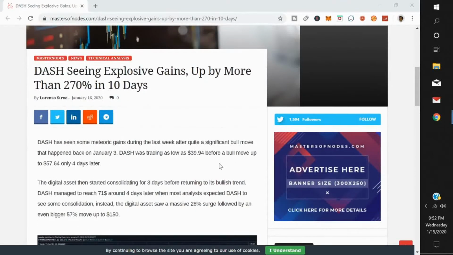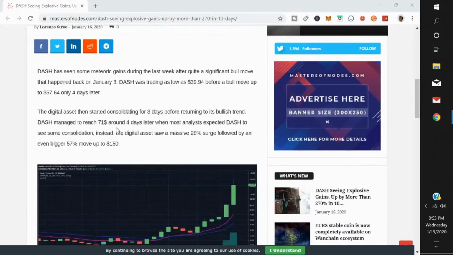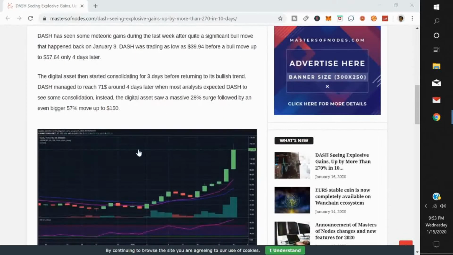Dash has seen meteoric gains during the last week after quite a significant bull move that happened back on January 3rd. Dash was trading as low as $39.94 before a bull move up to $54.64 only 4 days later. The digital asset then started consolidating for 3 days before returning to its bullish trend. Dash managed to reach $71 around 4 days later when most analysts expected Dash to see some consolidation. Instead, the digital asset saw a massive 28% surge followed by an even bigger 57% move up to $150.